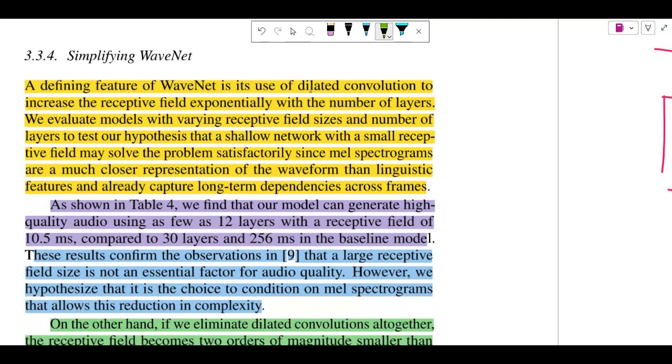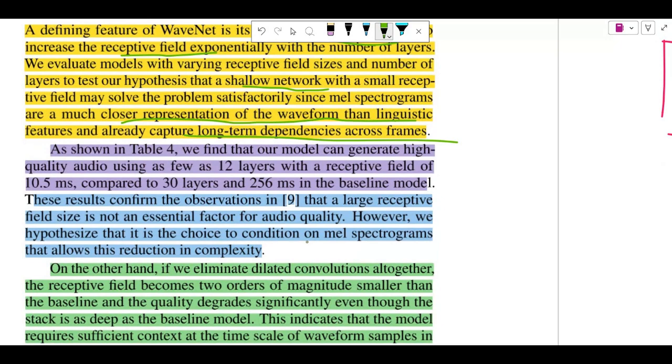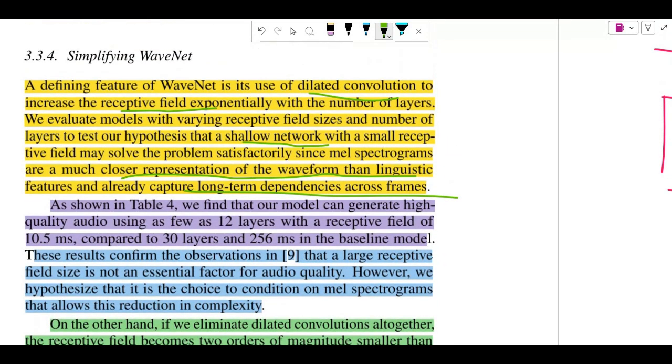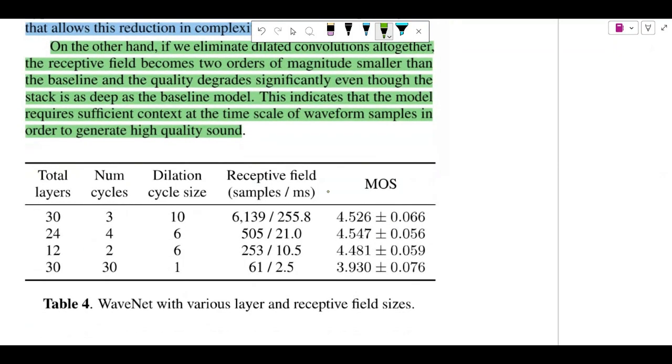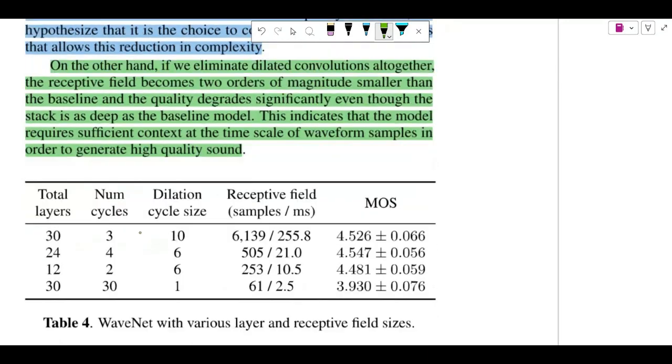They say that a defining feature of WaveNet is the use of dilated convolution networks to increase the receptive field. They say that because mels are a more compact representation, you might get away with a shallower network because they are a much closer representation of the waveform than linguistic features and already capture long-term dependencies across frames. So basically, since it is a more compact and better representation, you can get away with a smaller network. This is what they show in this particular table, that even with smaller networks, you get a good enough number.